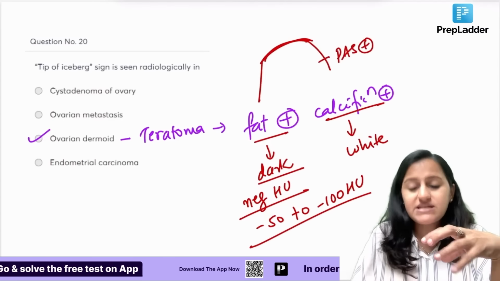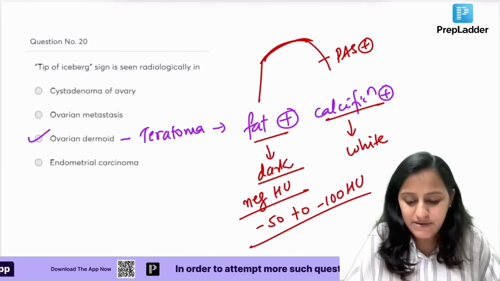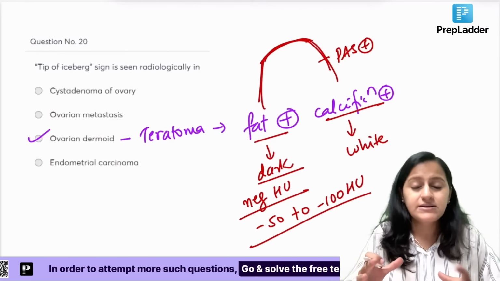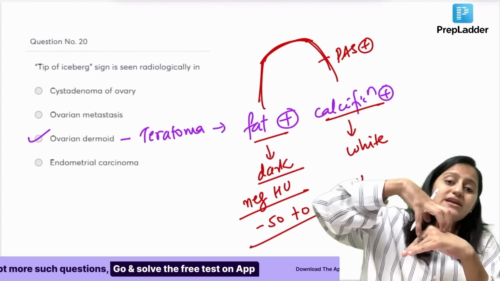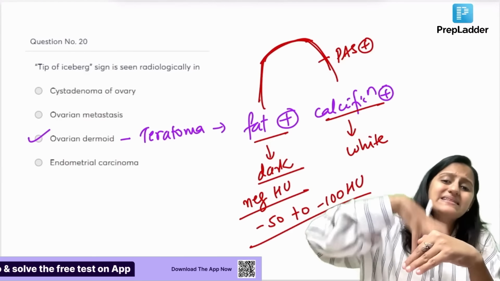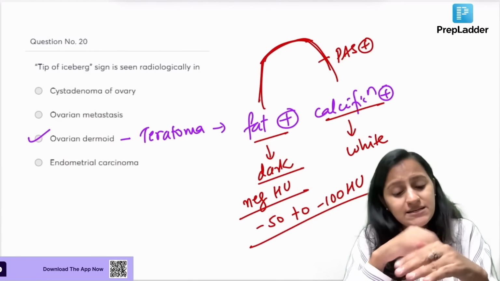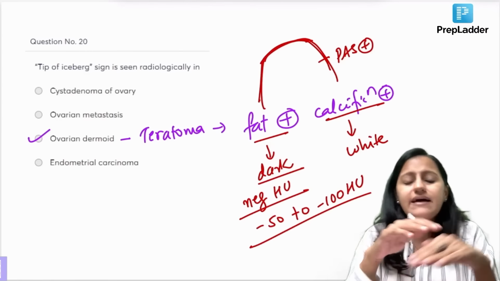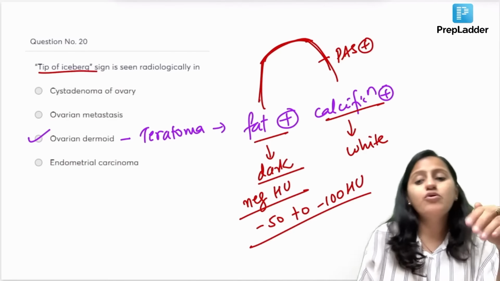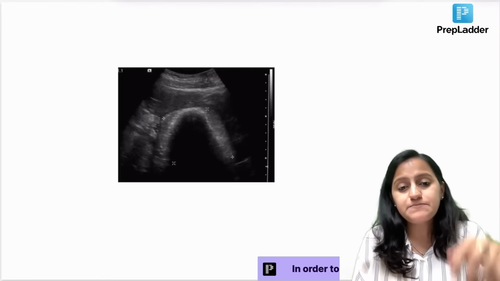It gives posterior acoustic shadowing. So the area behind the calcification appears dark. That calcification is not allowing the entire depth of the tumor to be visualized. You are just seeing the tip, and that is why it is called the tip of iceberg sign. Okay, tip of iceberg sign.